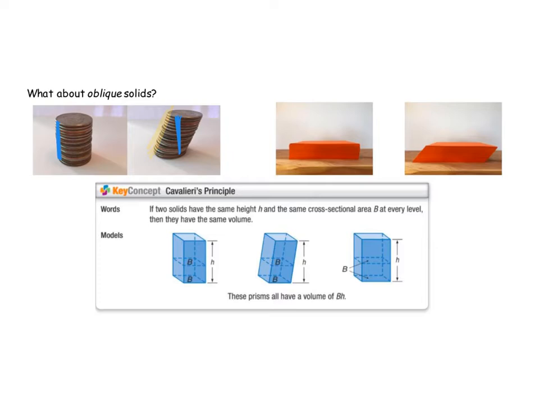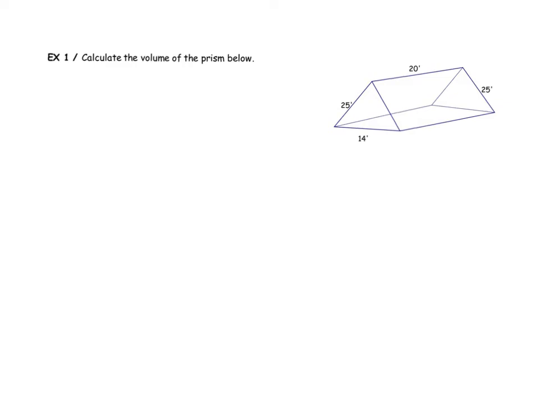You can see in the second example that we are just kind of shifting the top over, kind of sliding it over, but it is not changing the volume, and again, not changing the height. So Cavalieri's principle tells us that if two solids have the same height and the same base area at every level, then they have the same volume. And there's just a picture of kind of shifting that over. So now we are ready for some examples.